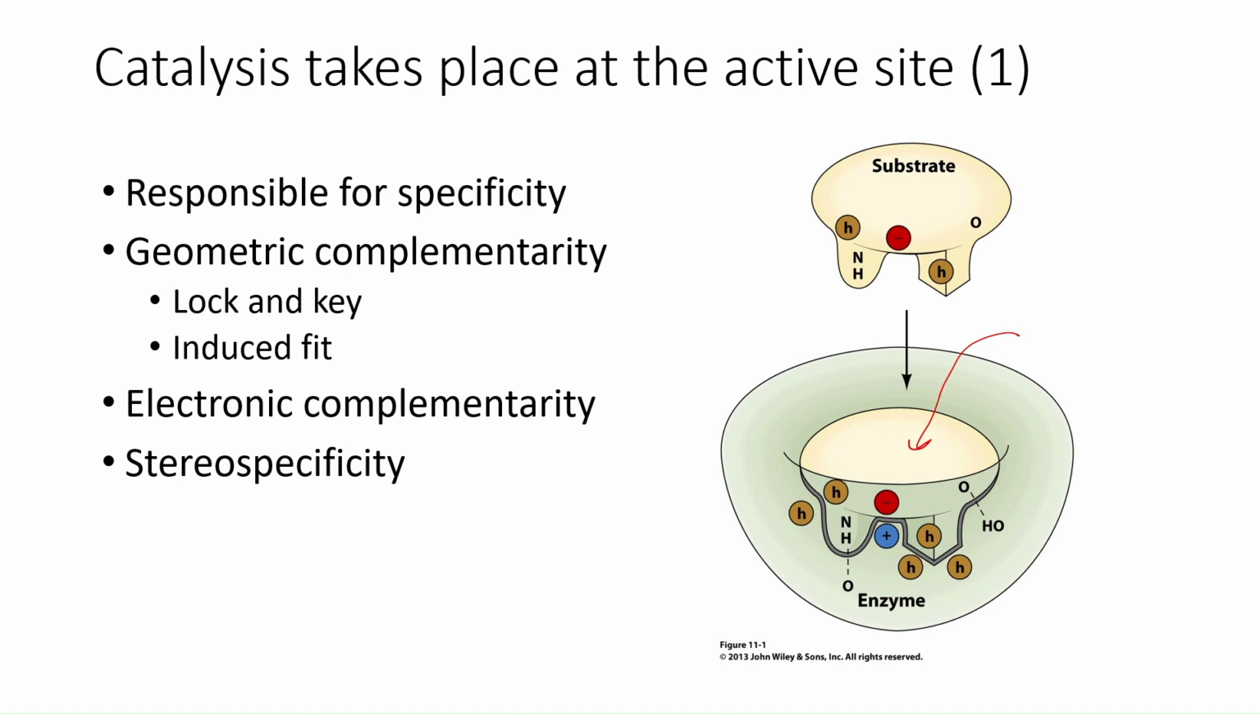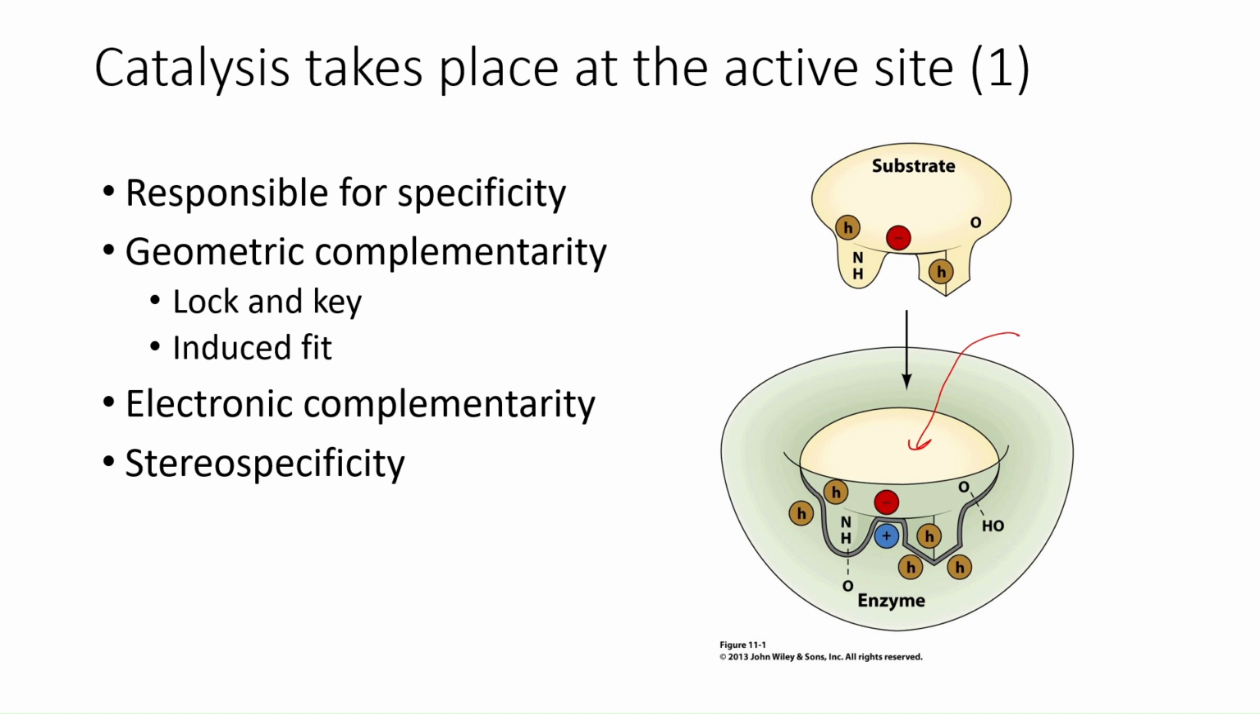There are some aspects of both models in various types of enzymes. So aside from that geometric complementarity, it's also really important for a substrate and an enzyme to have electronic complementarity. And this is where, essentially, where are the electrons going? You want them to be attracted to one another. So regions of the active site that are hydrophobic might be attracted to a nonpolar area of the substrate.